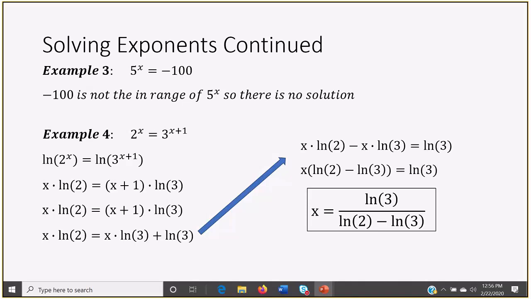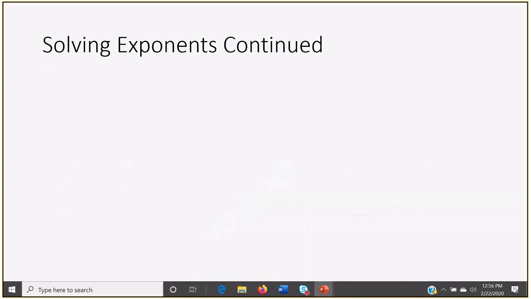But another answer just off the top of my head would be if I had logs there versus ln, or another equivalent answer is ln of 3 over ln of 3 divided by 2, or no, 2 divided by 3. So if you're getting those different answers, like I mentioned, just go ahead and throw them in your calculator, see if they are getting you the same number result that I just got in this example.